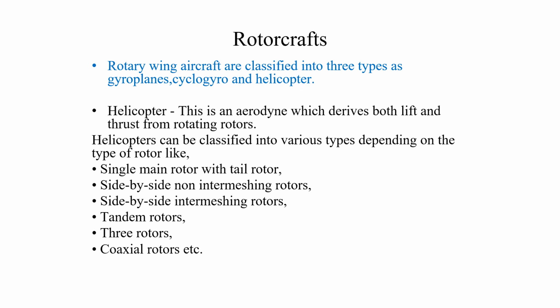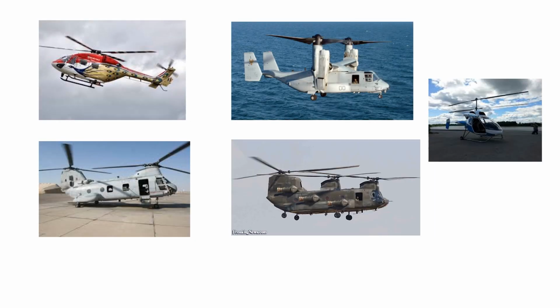The next is rotorcrafts. The rotorcrafts have the configuration of rotating wing-like sections. The different configurations of rotorcrafts start with helicopters, which generate lift by rotating the rotors using aircraft engines. These are the different configurations of rotorcrafts.